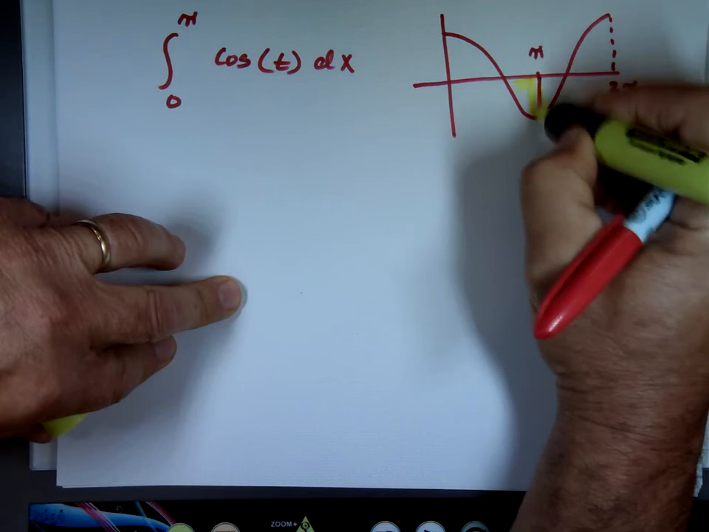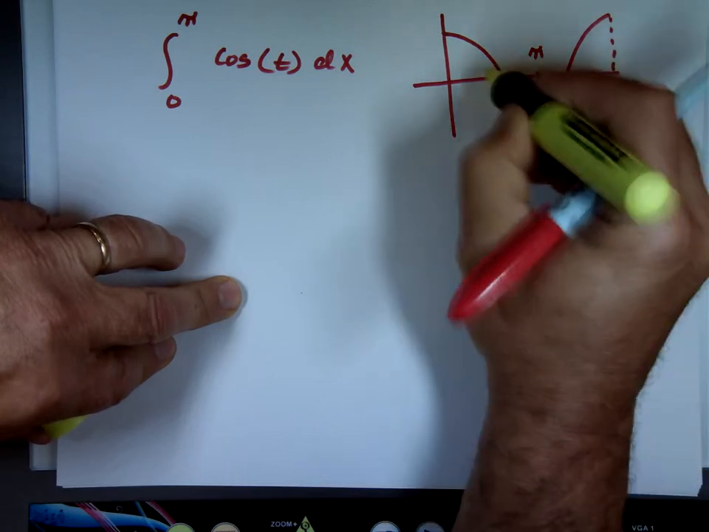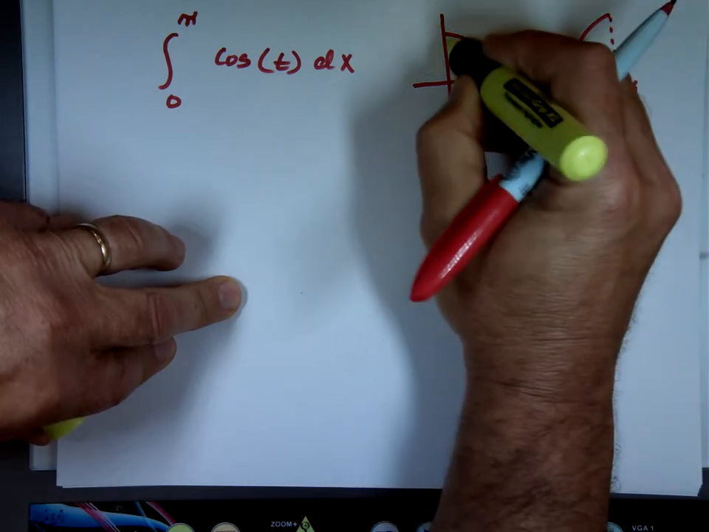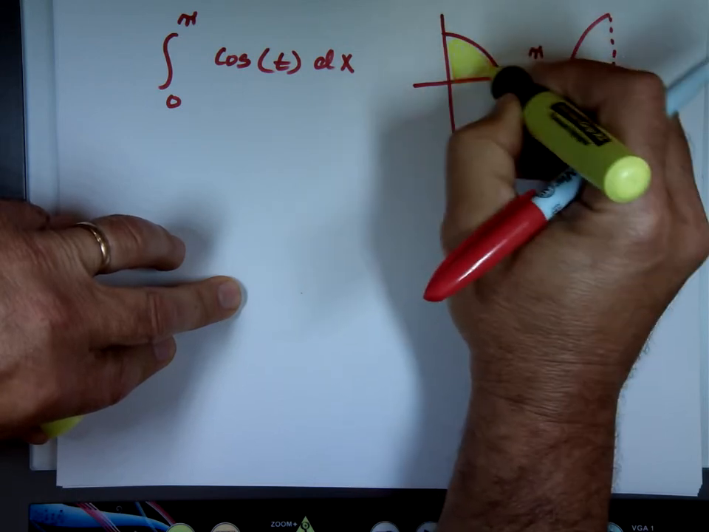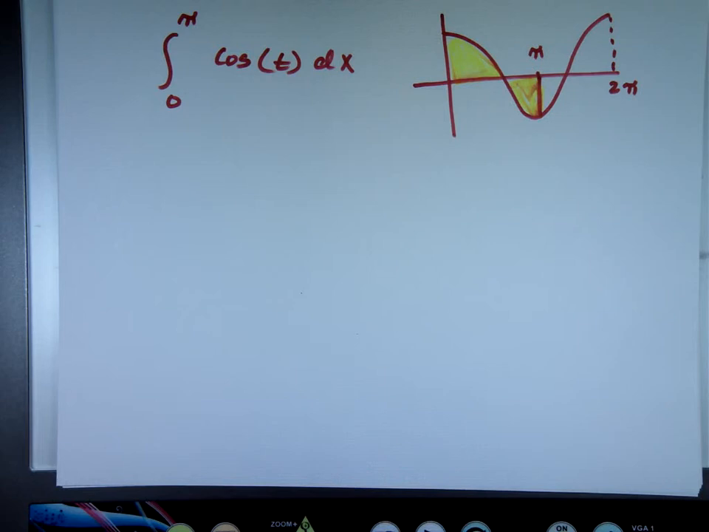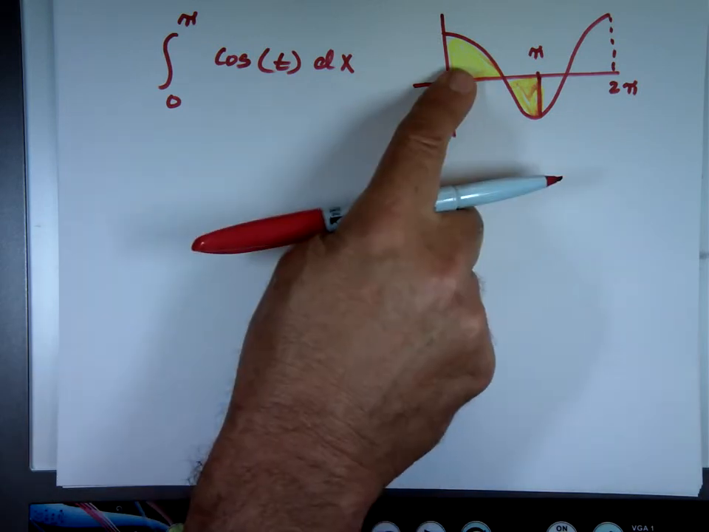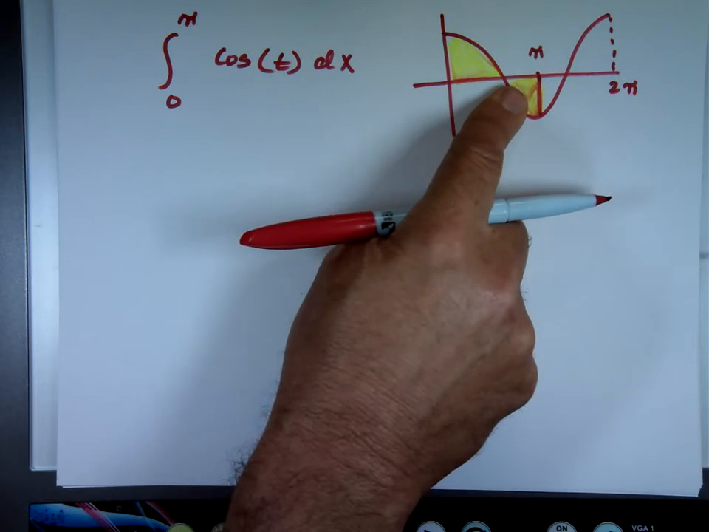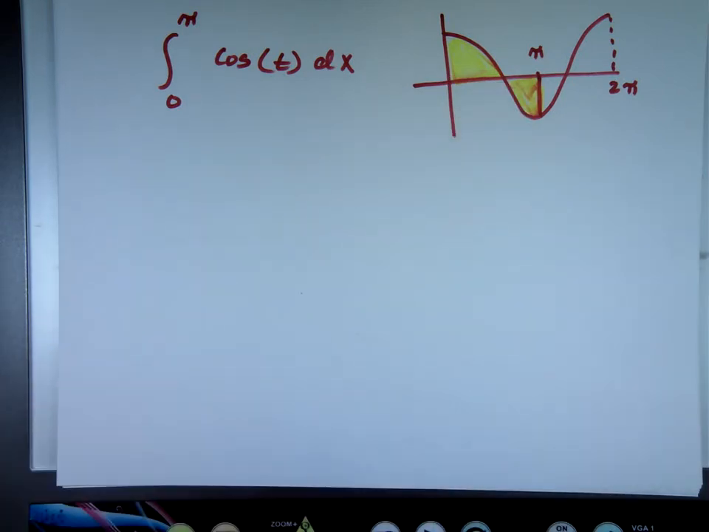So what is my answer going to be? My picture is not accurate, but close enough. What should my answer be? It better be 0. Why? Because this area is going to be what? Positive, and that area is going to be negative. Equal sizes, they will cancel each other out.